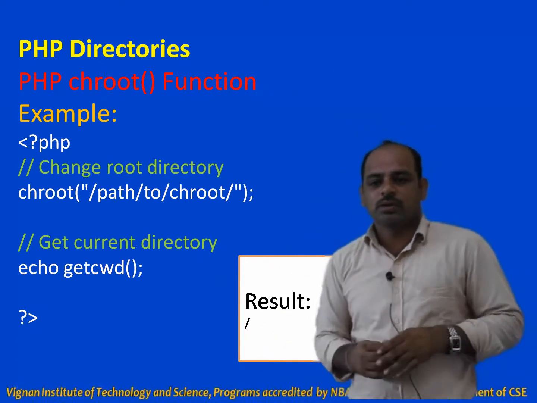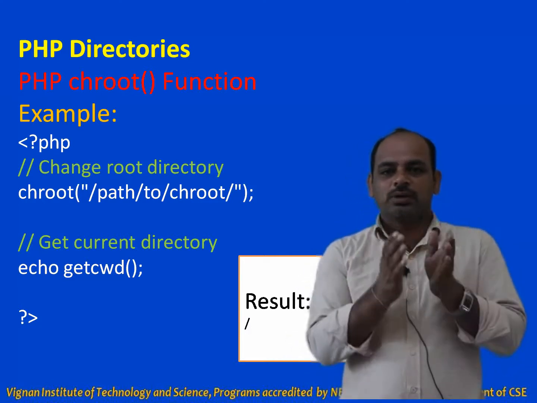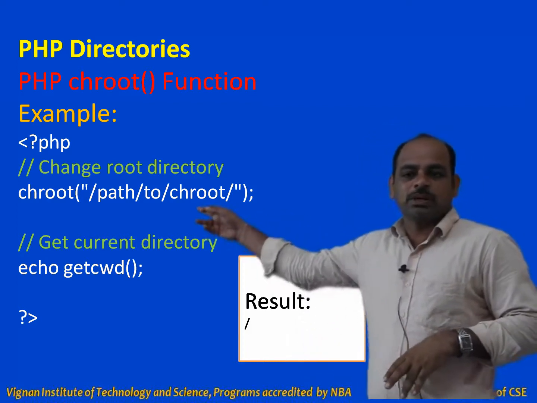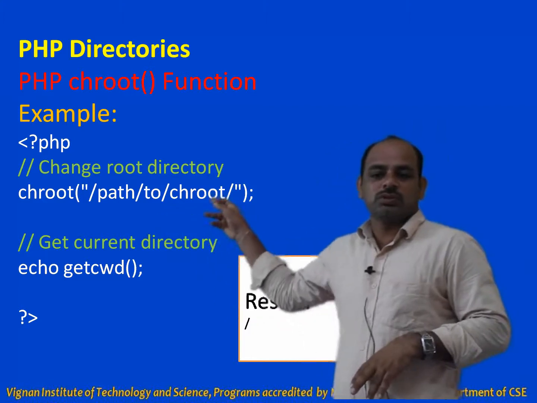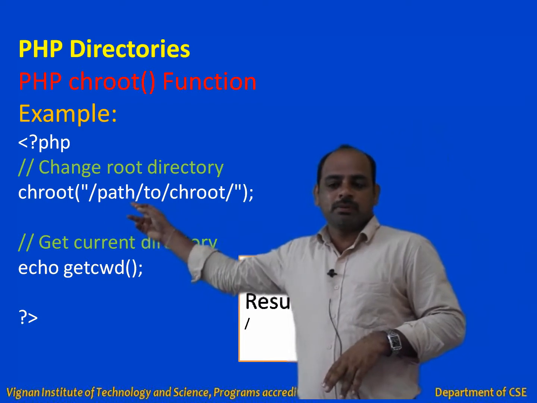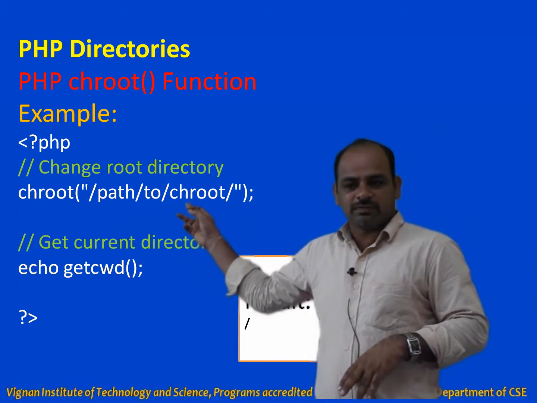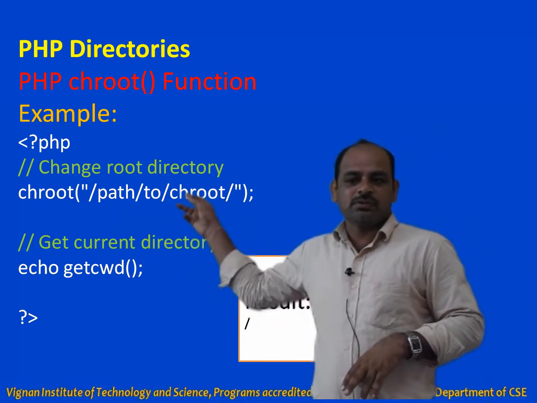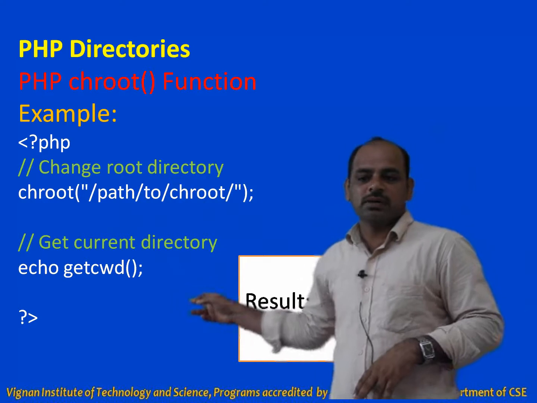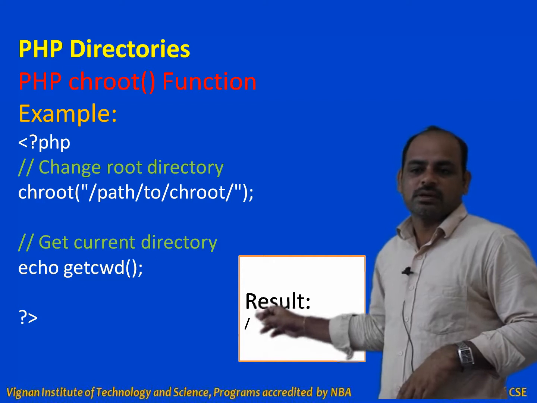Next, the chroot function, change root. What it does is change the root directory of the current directory. You can see the path given to chroot here. We are specifying the path: /path is the main directory, 2 is the subdirectory, just like a subfolder, and change root is another subfolder. From this I want to change the root directory. Then get the current directory with echo getcwd. What is the root directory here? It is /.